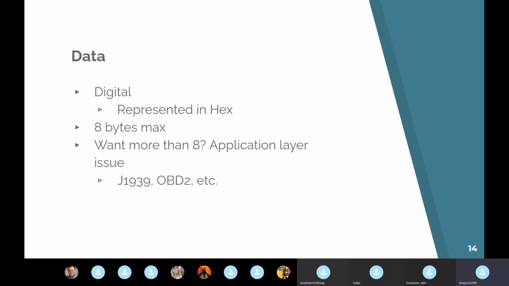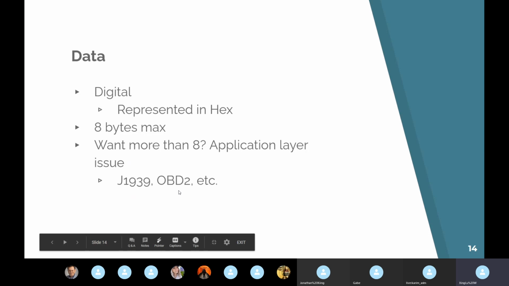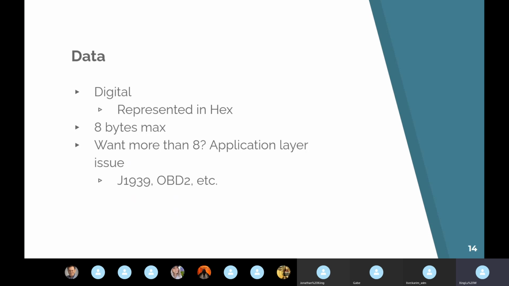And quickly, data is digital, represented in hex most of the time when we're receiving it, and we can have up to 8 bytes maximum. If we need more than 8 bytes, then it's an application layer issue. So that's where J1939, OBD2, etc. come in and package it better so they can send more data at a time, uninterrupted.